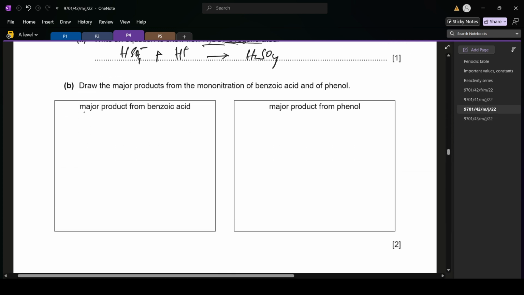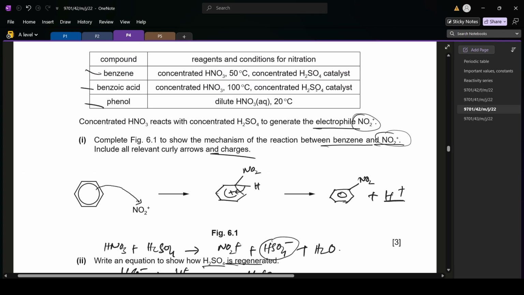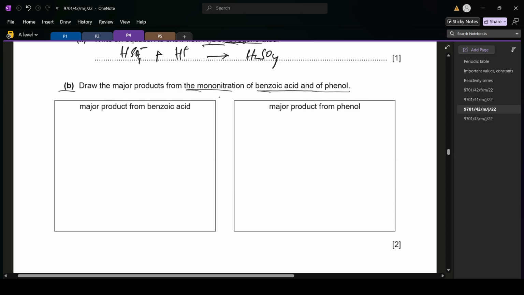Part B. Draw the major products from the mononitration of benzoic acid and phenol. Now you have to see on which position the NO2 group will attach in benzoic acid and phenol. This is determined by which group is attached to benzene, whether a 2,4 director or a 3 director is attached. Firstly I will draw the benzoic acid.